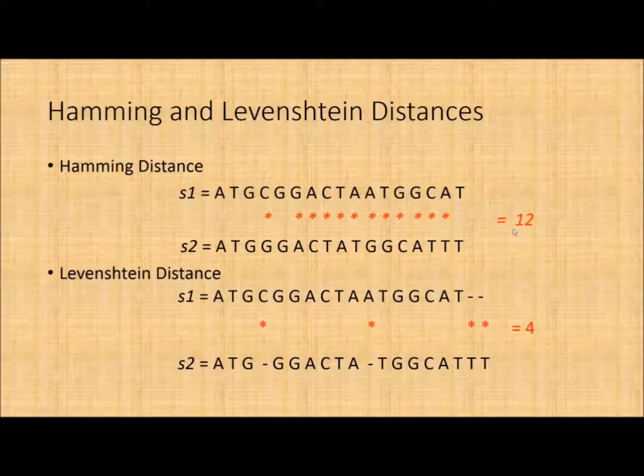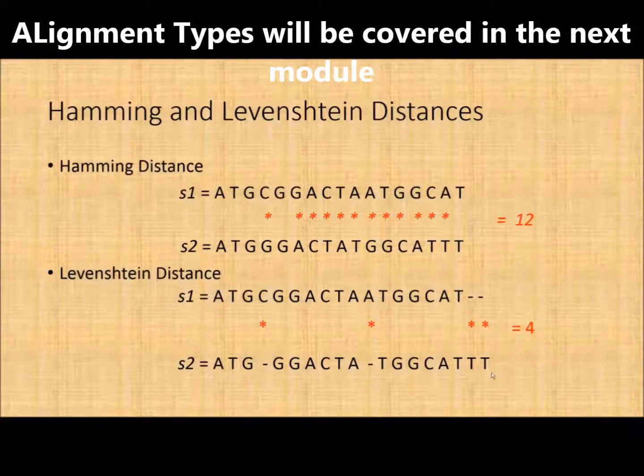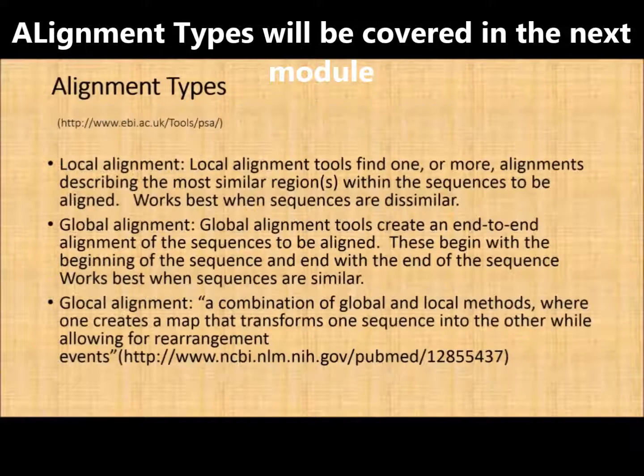So here is an example of a Hamming distance and a Levenshtein distance, and again, it has something to do with alignment of sequences and their identities and their similarities.